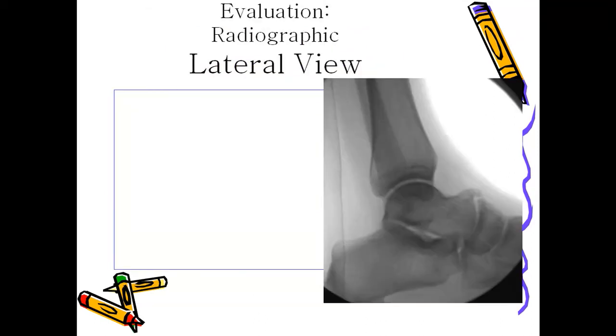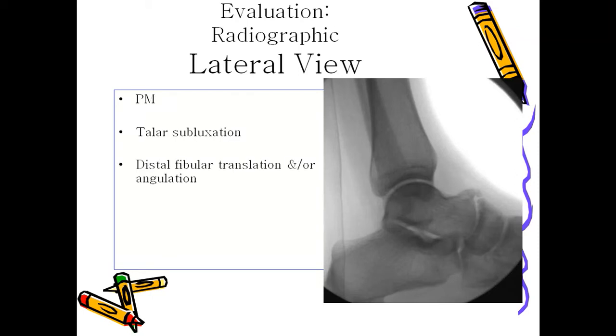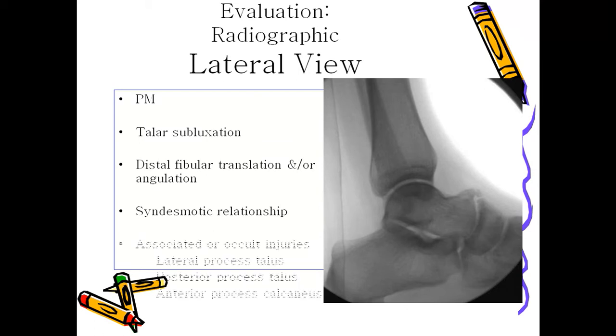So now lateral view. This is one of the most important radiographs, lateral view. You can see the talar subluxation and distal fibular translation, whether the fibula is translated anteriorly or posteriorly, and angulation and syndesmotic relationship, whether both the tibia and fibula are parallel to each other or not. So that syndesmosis may be altered. And associated injuries like lateral process of talus and posterior process of talus, all these things must be evaluated.